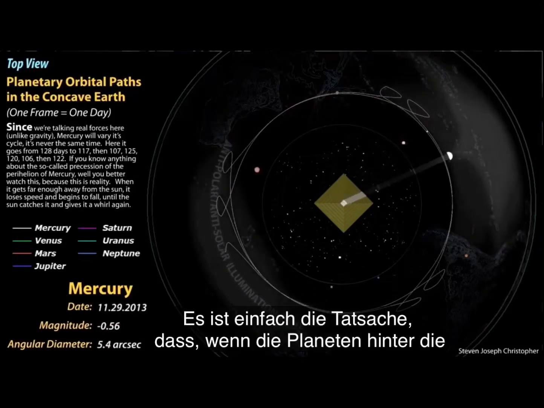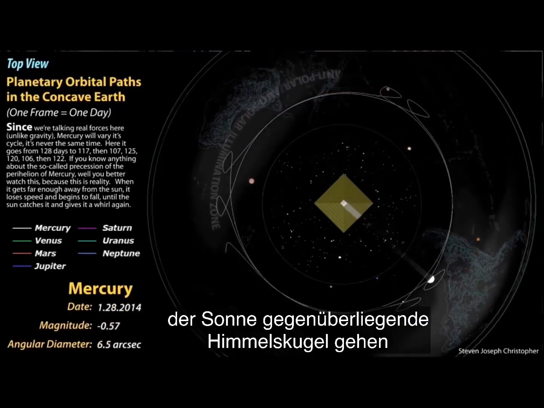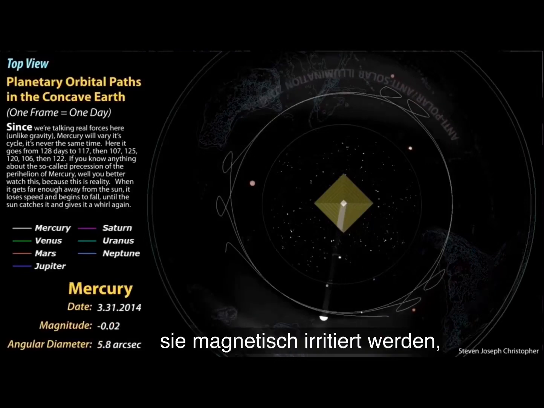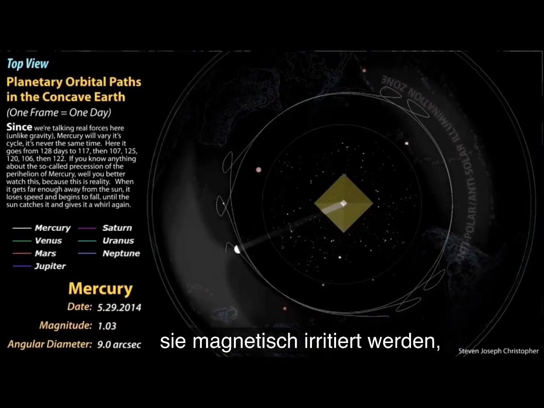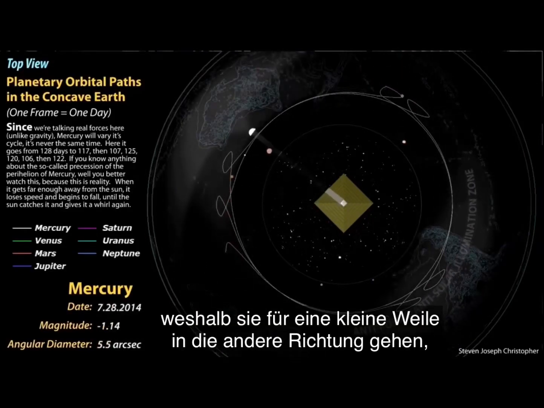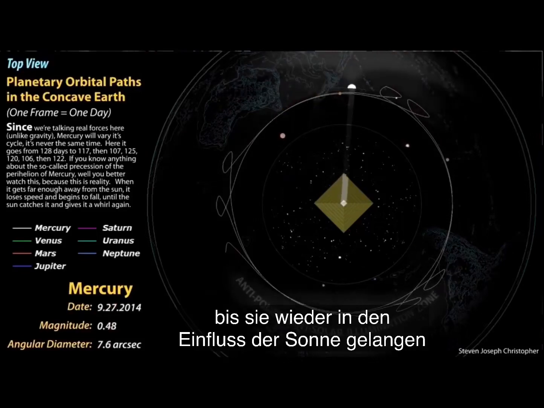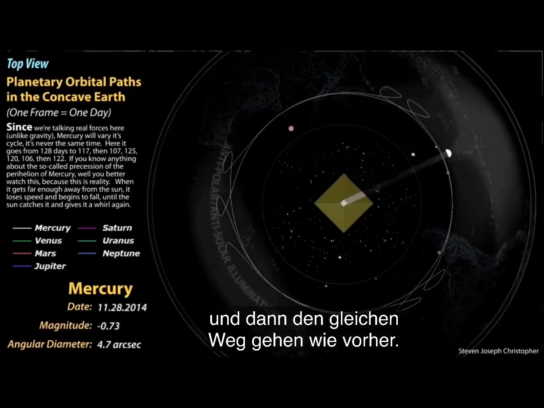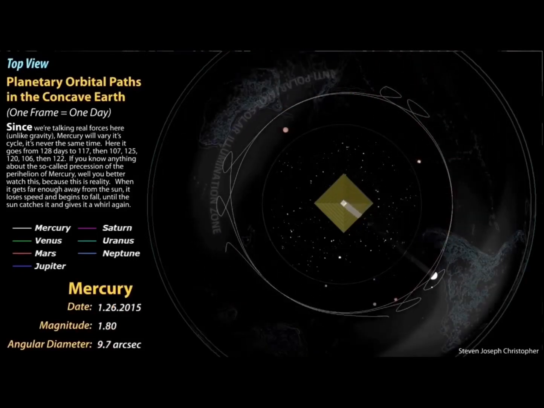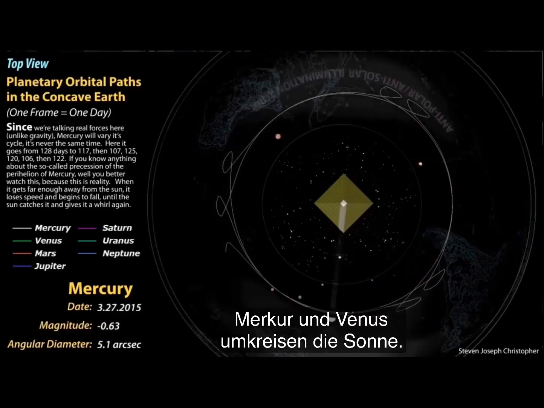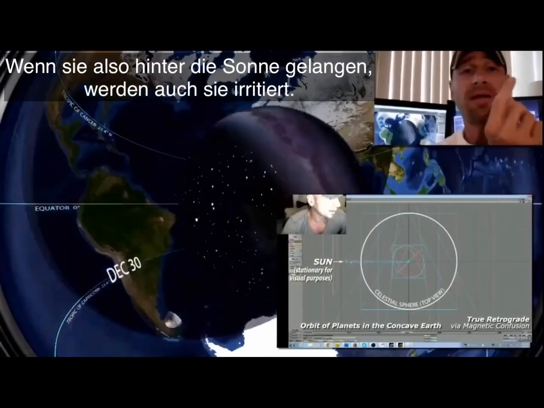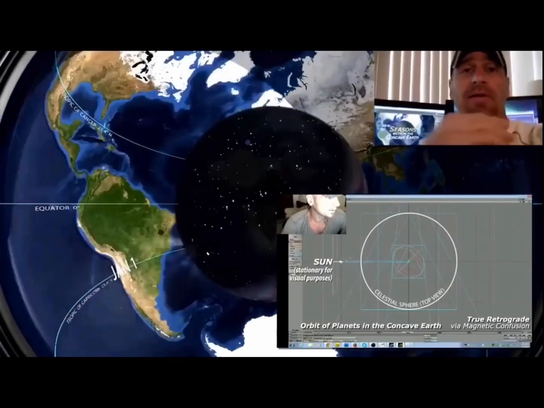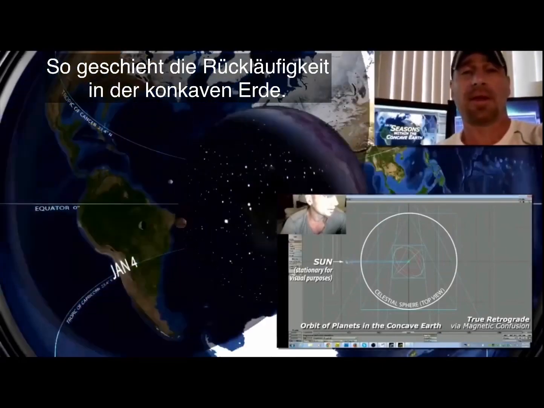It's simply the fact that when the planets go behind the celestial sphere opposite the sun, they're going to get confused magnetically. So they're going to go the other way for a little bit until they catch up with the sun's influence again, and then go the same way that they were going before. Mercury and Venus, they're going to be orbiting the sun. So when they go behind the sun, they're going to get confused as well. So that's how retrograde happens within the concave Earth.